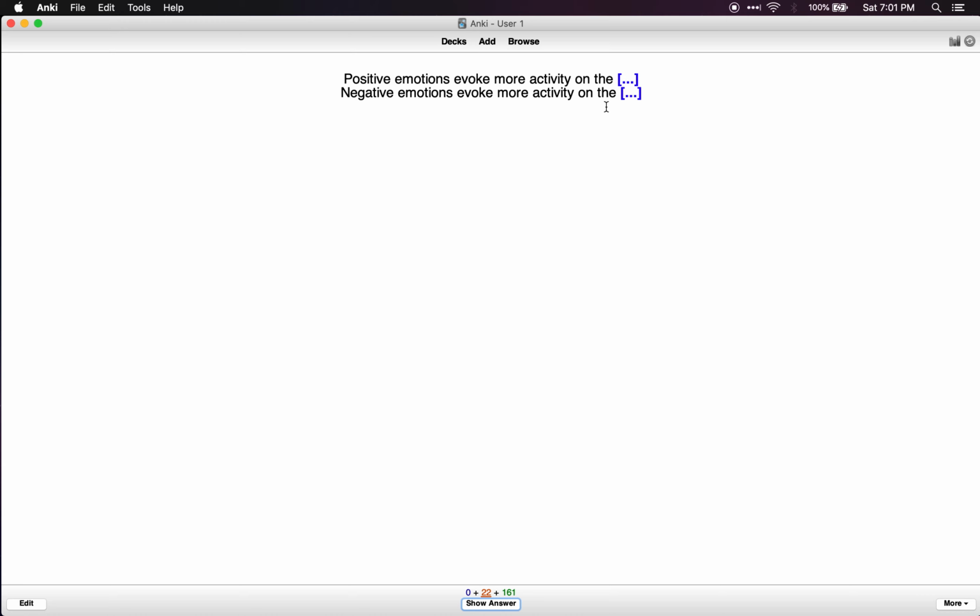Positive emotion evokes more activity on the left side of the brain. Negative emotions evoke more activity on the right side of the brain. Negative right side, because I got bugged by my right side of the brain.